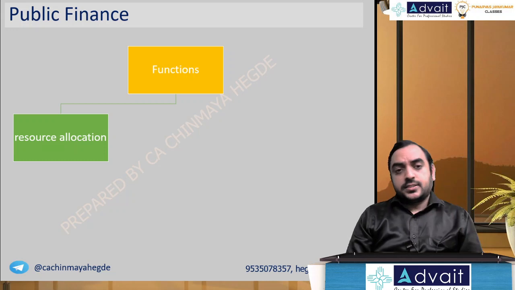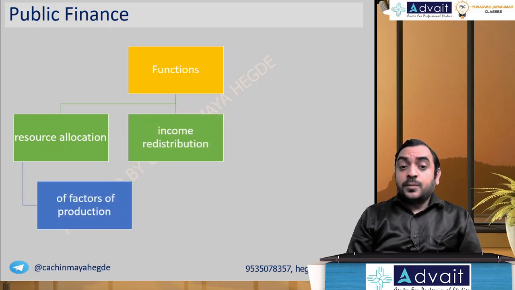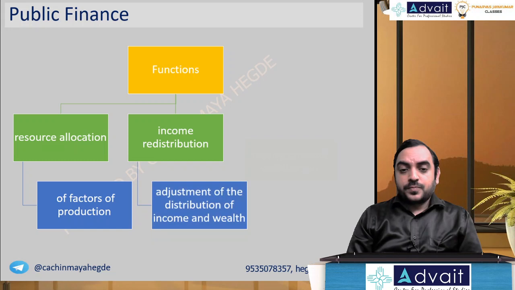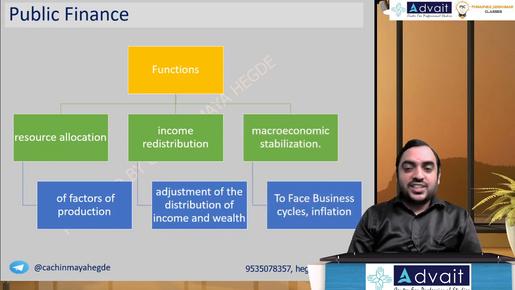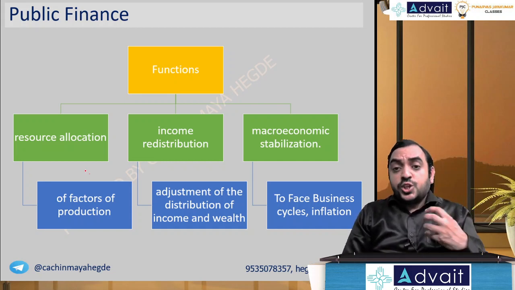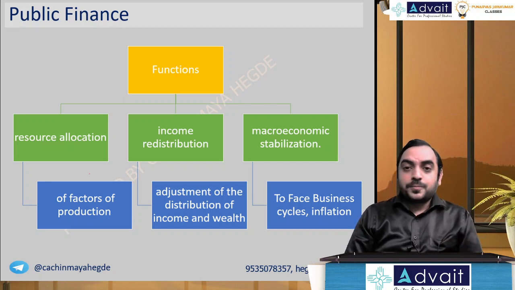Three functions are to be managed by government: resource allocation, income redistribution, macroeconomic stabilization, which is stabilization. Resource allocation means everybody should be given equal opportunity. Resource allocation.